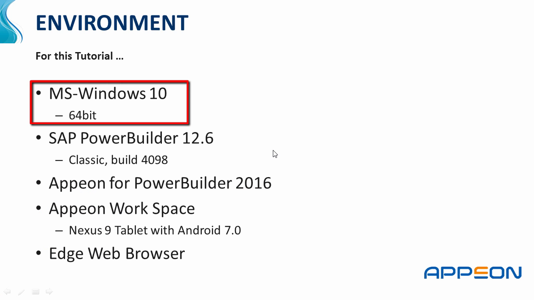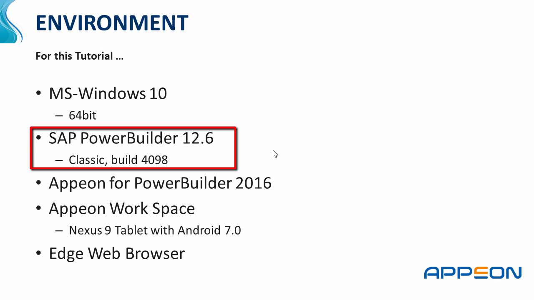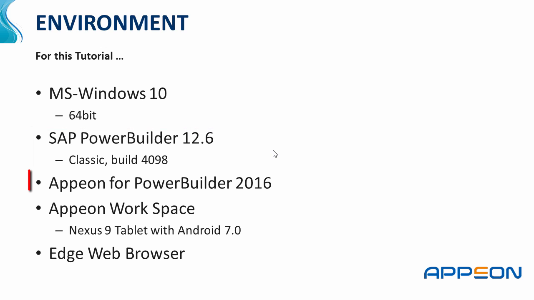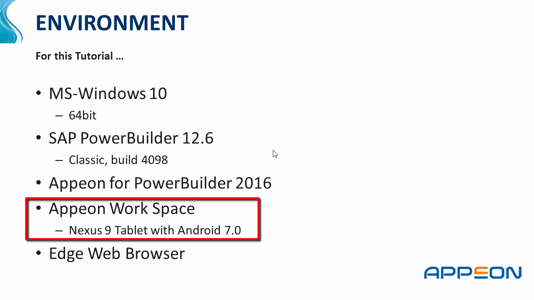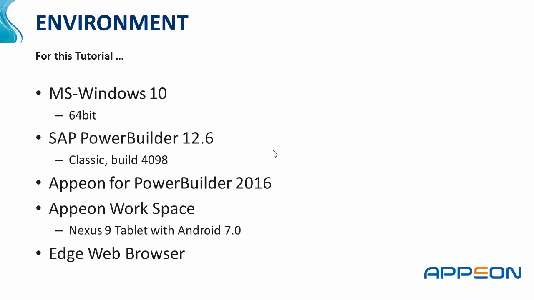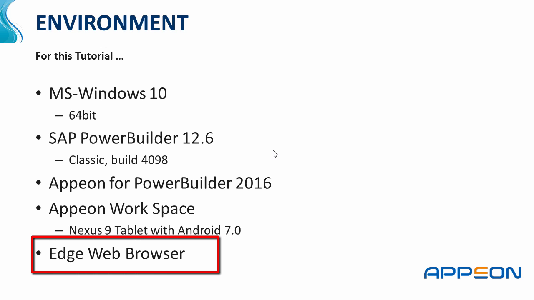For this tutorial, I'm using Microsoft Windows 10, a 64-bit version, SAP PowerBuilder Classic build 4098, the new Appeon for PowerBuilder 2016, and along with that, the new Appeon Workspace loaded onto a Nexus 9 tablet with a brand new Android 7.0 operating system. We'll also be using the Microsoft Internet Explorer and Edge web browsers.